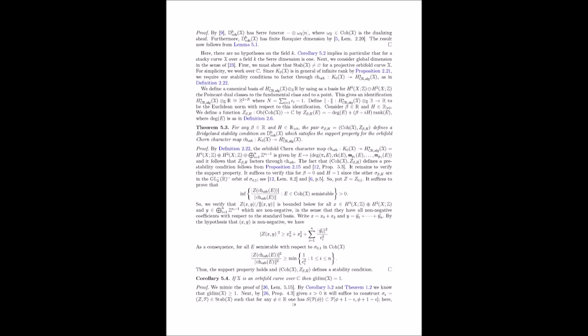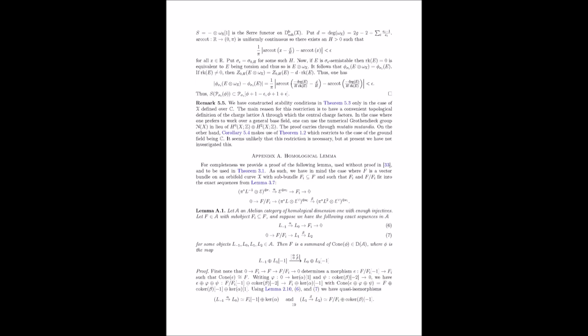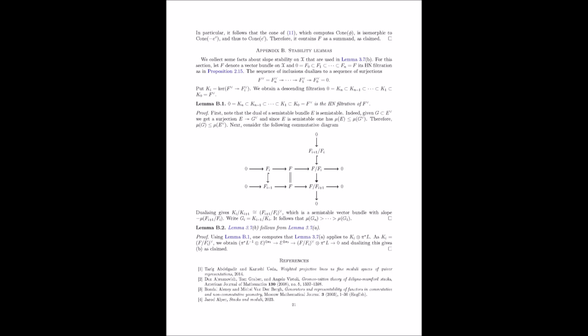Okay, makes sense. Back to global dimension and those stability conditions. Corollary 5.4, which says the global dimension of an orbifold curve is 1, the proof looks pretty complicated. What's going on there? The main idea is to tune these stability conditions so that we can get a specific bound on the global dimension.